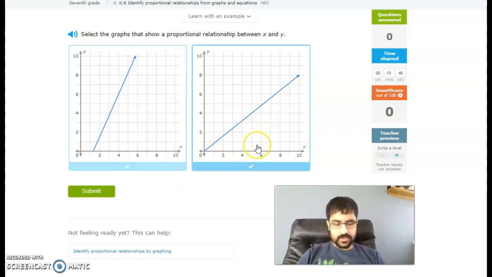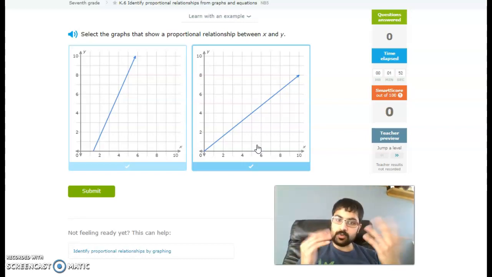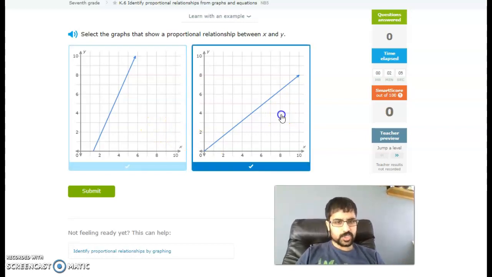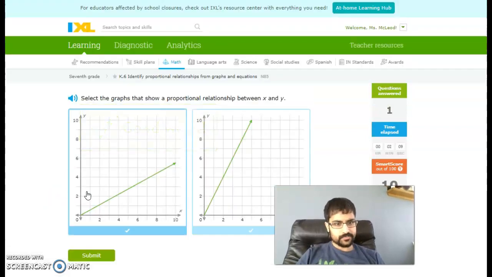That lets me know that there's no y-intercept, that the two x and y values are basically just directly proportional to each other. When there's a y-intercept, though, it's going to move that graph up or down, and what that really means is that there's some sort of shift between the x and the y value that makes it not proportional. So I think it's just the second graph, and I'll try it, and it tells me yes.